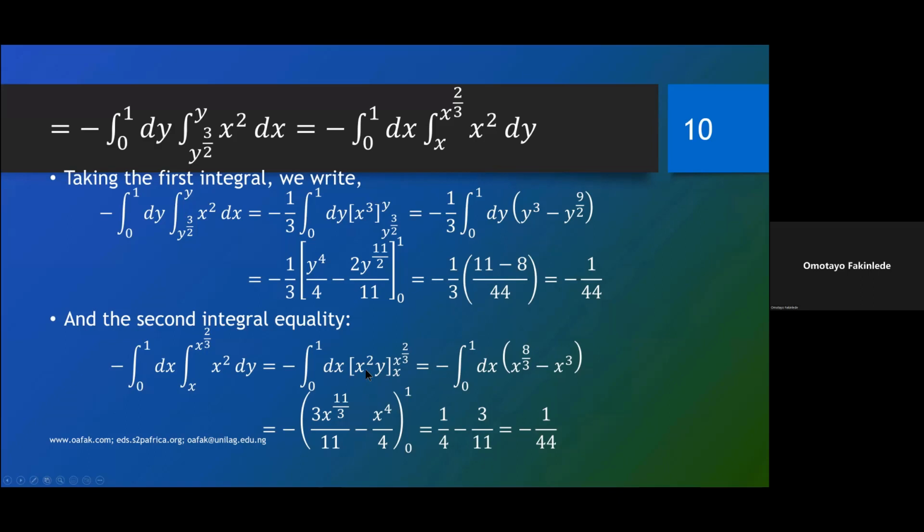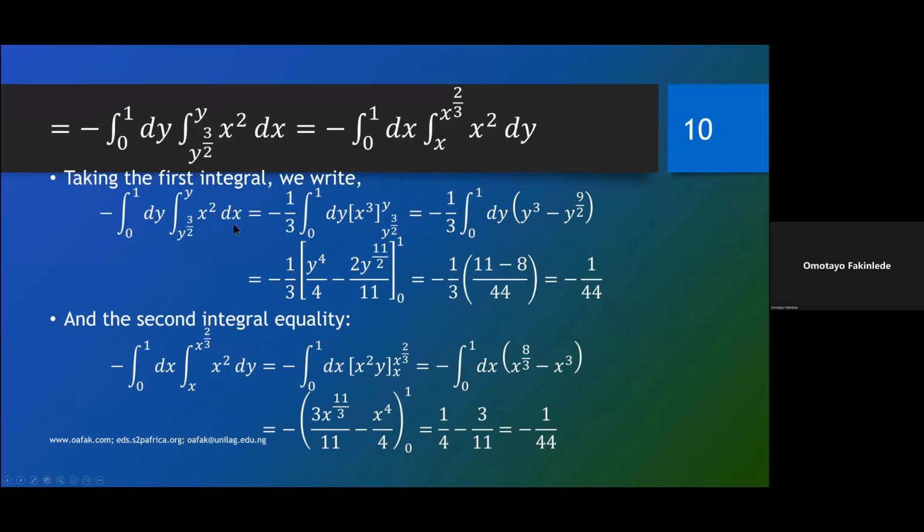When you substitute, you have x squared plus x squared times x to power 2/3, which gives you x to power 8/3. The second one is x squared times x. That is why you get x cubed there. If you substitute again from 0 to 1, you get this expression, which is 1/4 minus 3/11, which is again minus 1/44, showing that this integral here and this integral are exactly the same integrals.